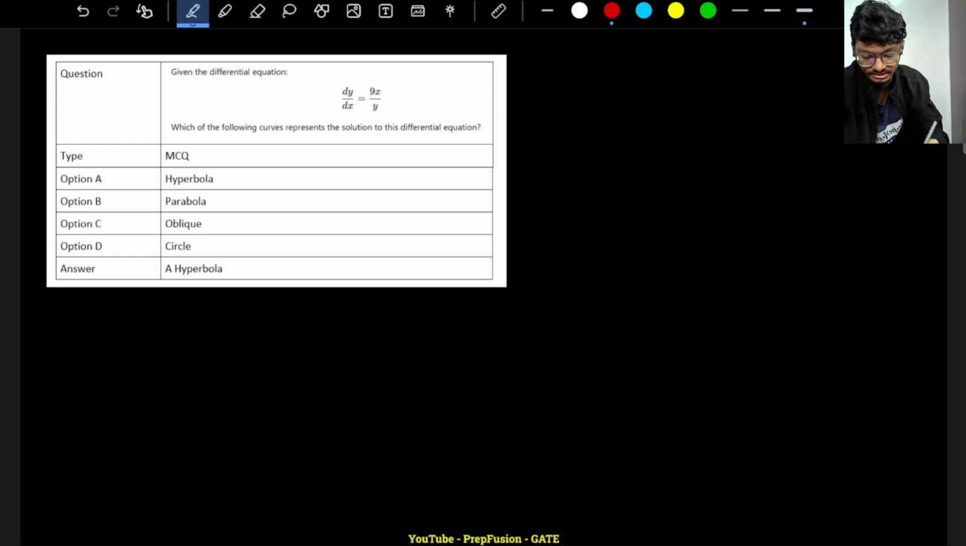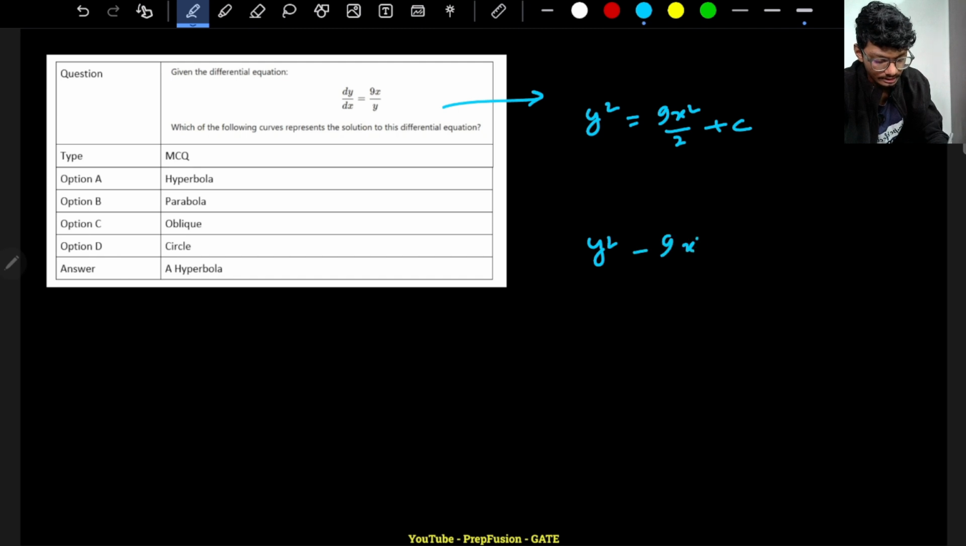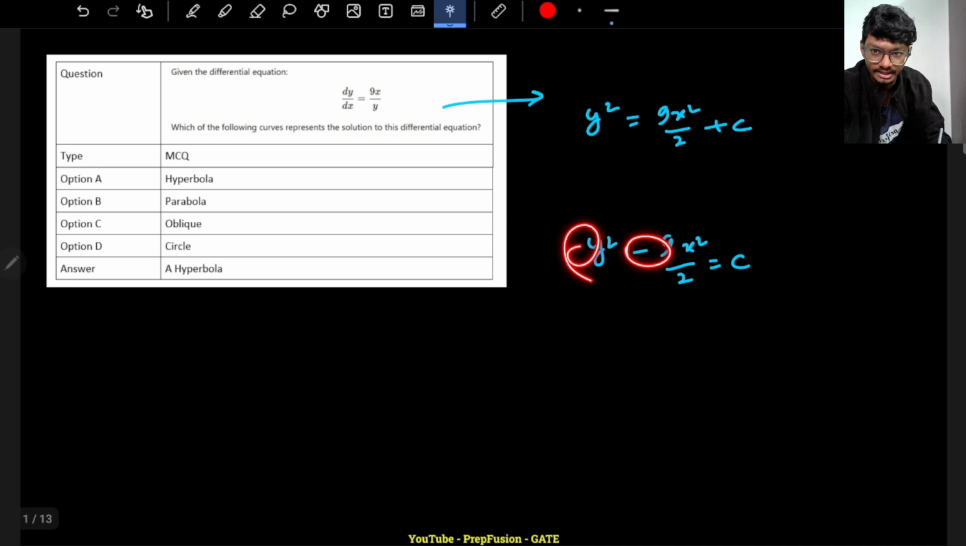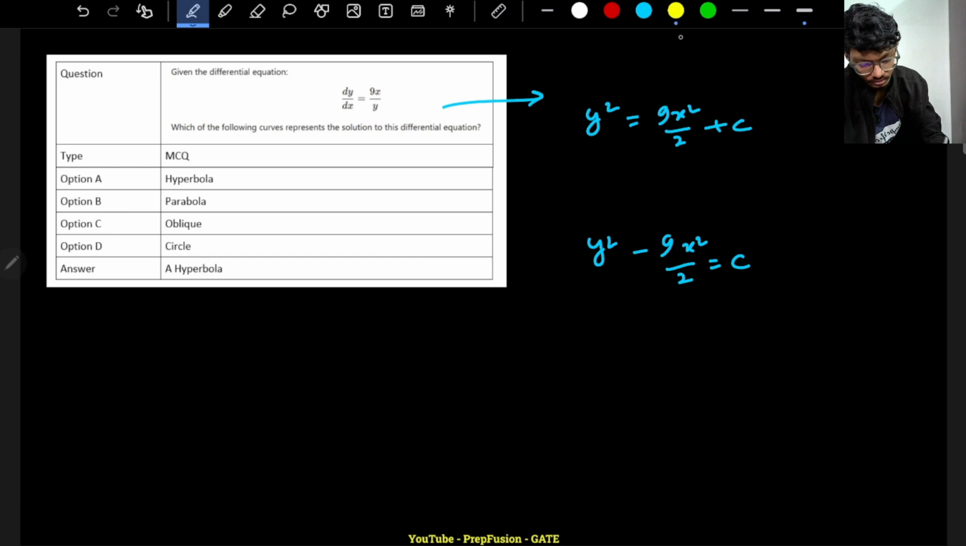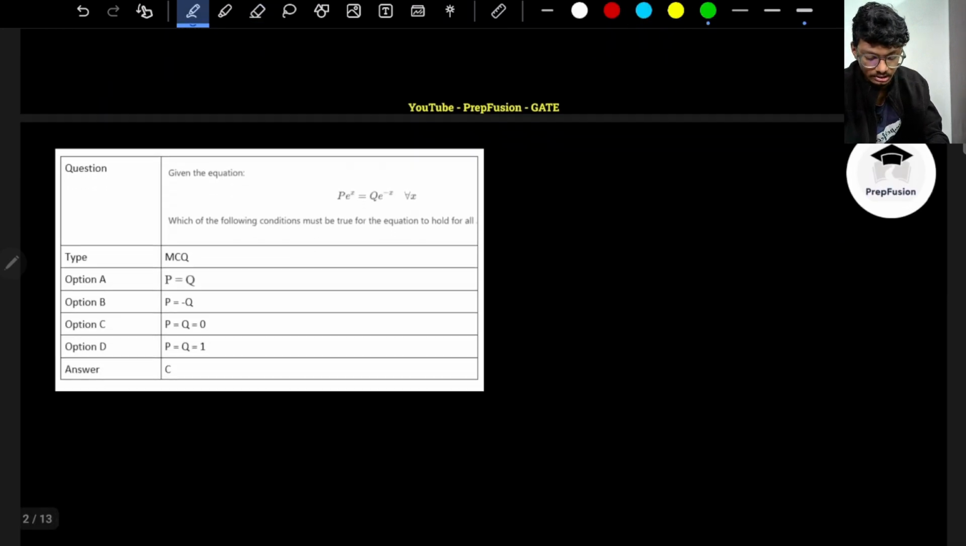A differential equation has been given. You have to find out the curve that the differential equation represents. Simply, if I solve it using the variable separable method, it will be very simple. It will be y square equals 9x square divided by 2 plus c, or I can write y square minus 9x square divided by 2 equals c. That means the coefficients of y square and x square are different, which means it is a hyperbola. So of course option A will be the correct answer of this question. Pretty straightforward, pretty simple. Let's solve the next question.